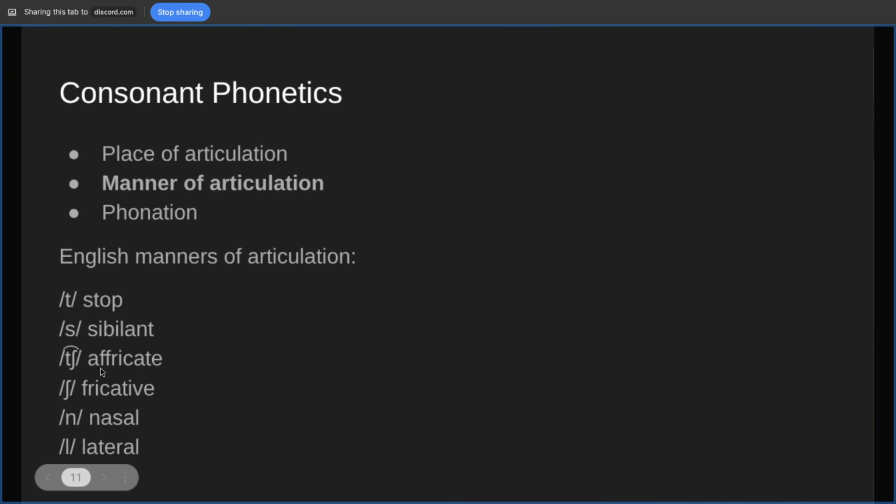Mega, remind me what the difference is between a sibilant and a fricative. I forgot. A sibilant is a special kind of fricative or affricate. Maybe you want to explain what a fricative and an affricate are.